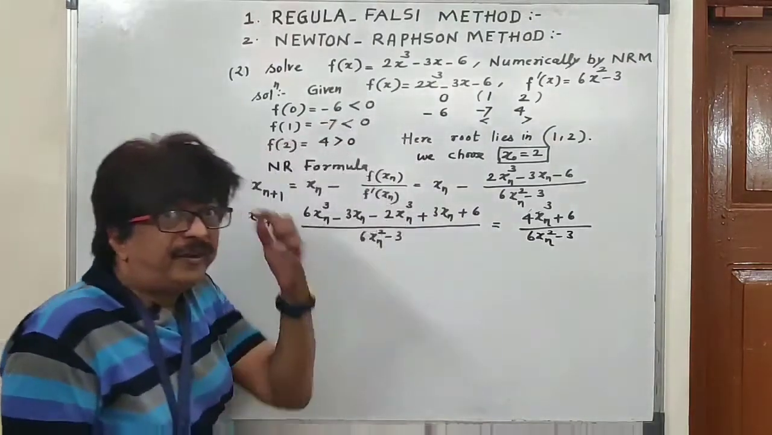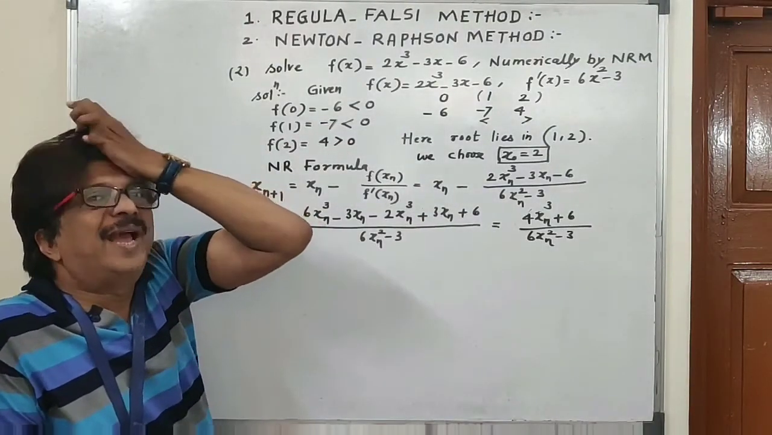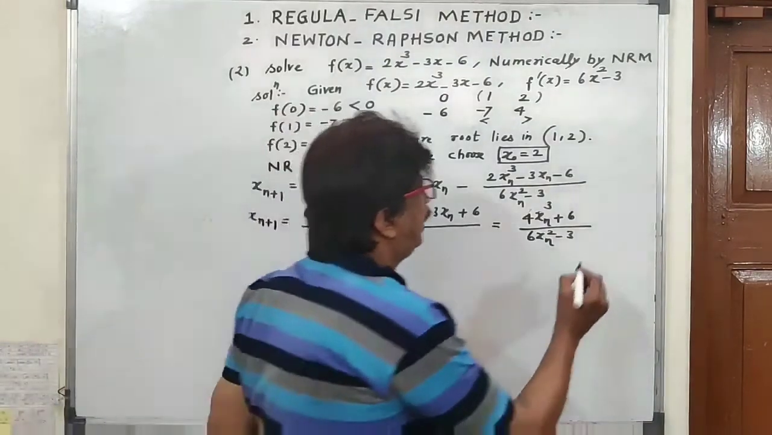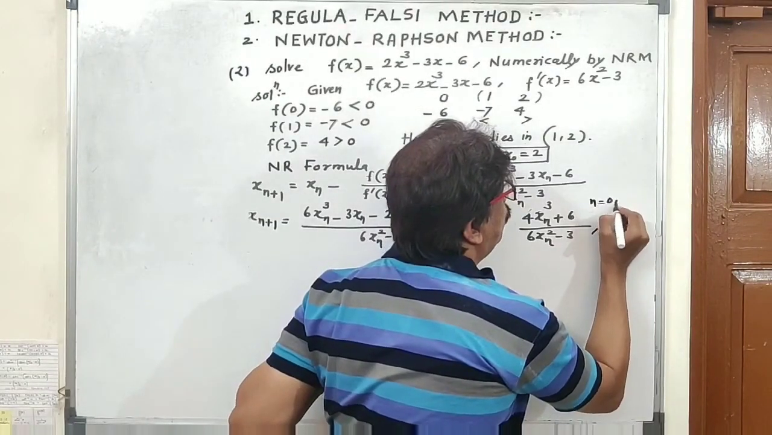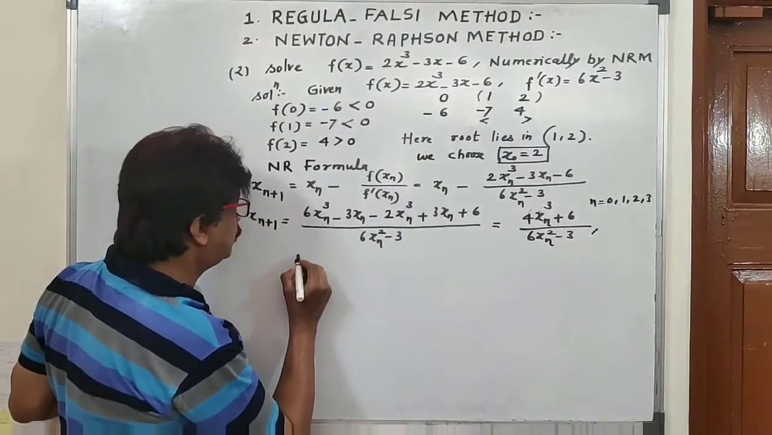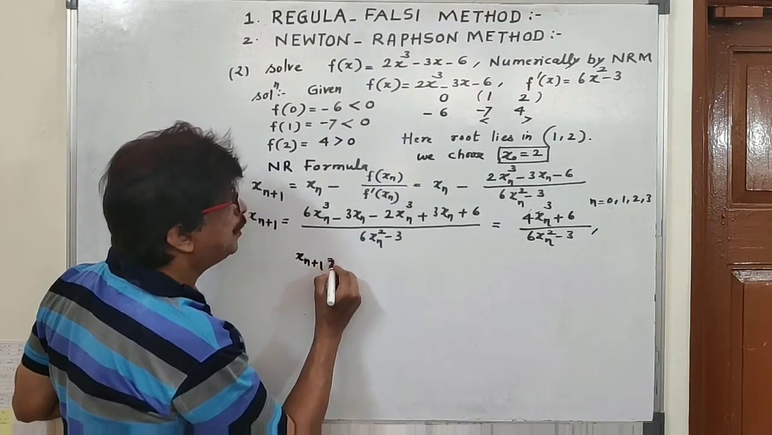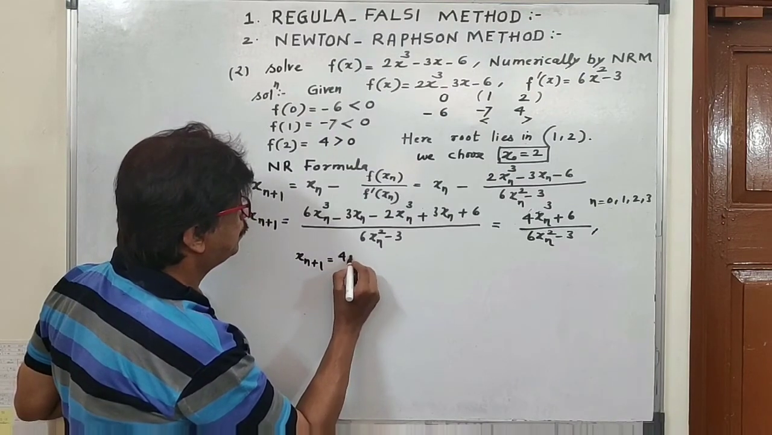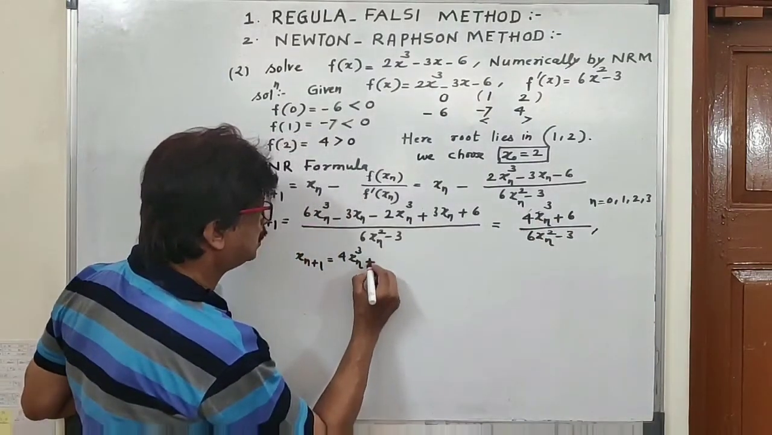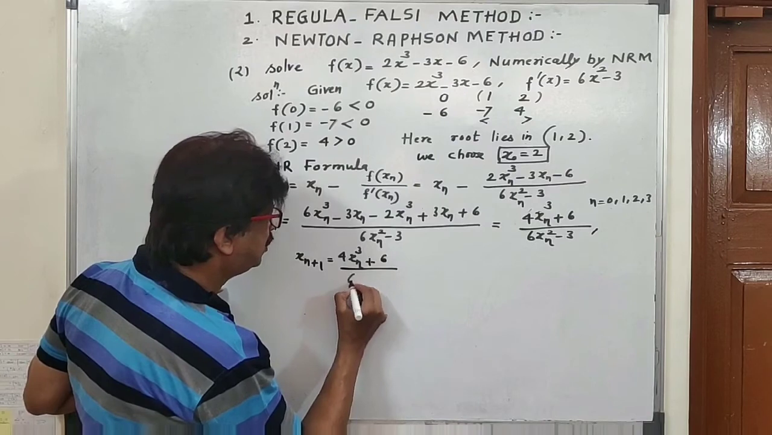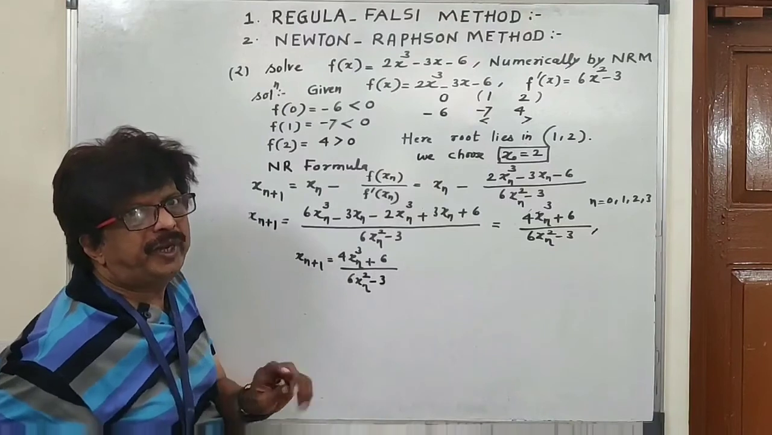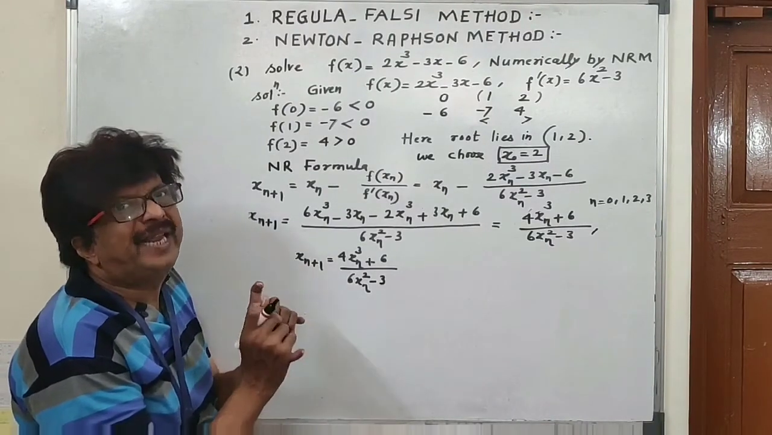So this formula, after simplification, gives me the values of x₁, x₂, x₃ and x₄, for n equal to 0, 1, 2, 3 and so on. xₙ₊₁ = (4xₙ³ + 6)/(6xₙ² − 3). We are almost done. Just we need to perform the calculator work.